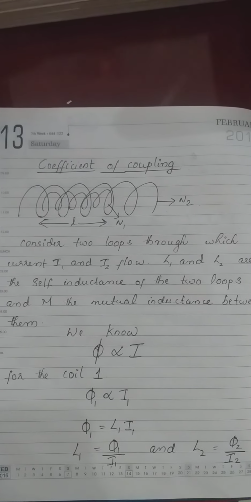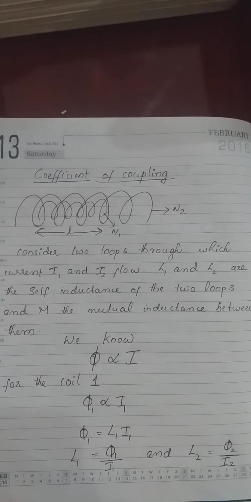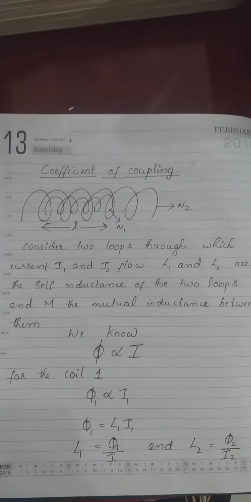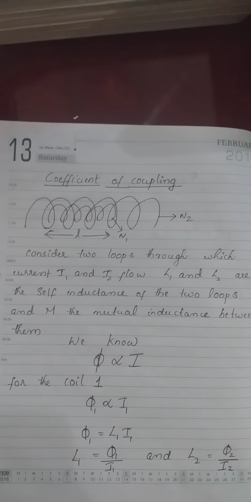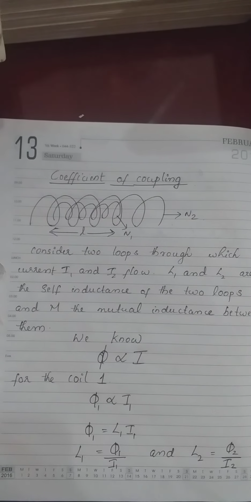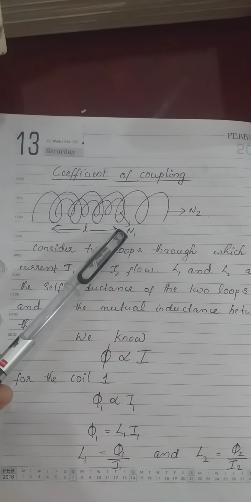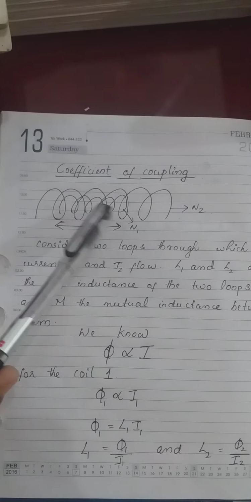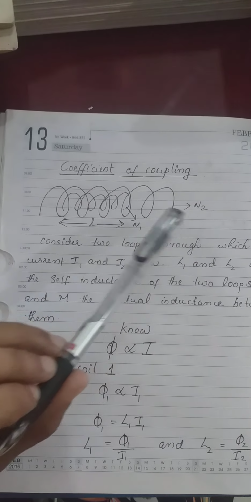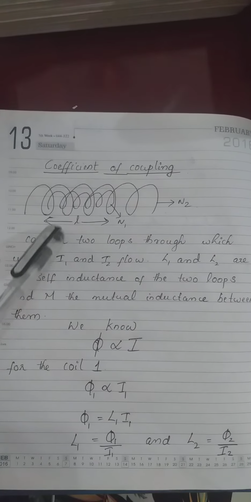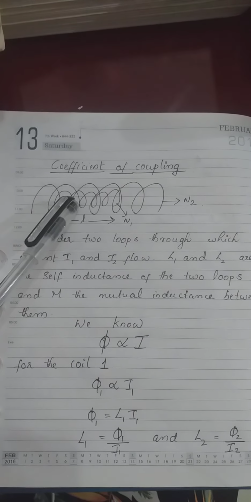Today we are going to discuss a small topic related to Neumann's formula. The heading is coefficient of coupling. So here consider two coils. One is a small one with number of turns capital N1, and another one is a large one having number of turns N2. Then a current is flowing through these two loops, I1 and I2.